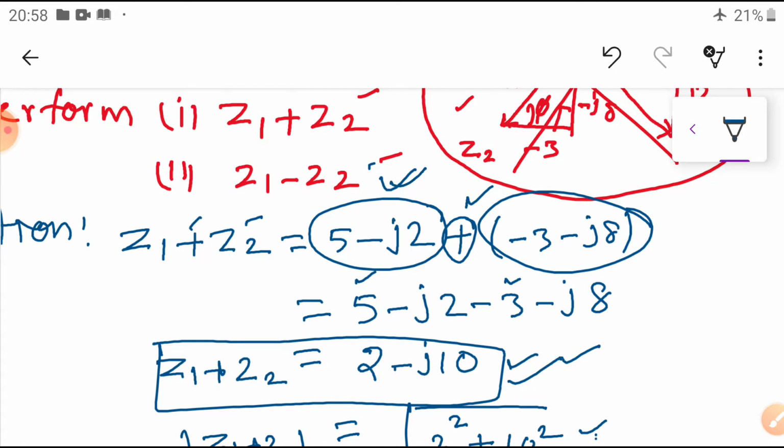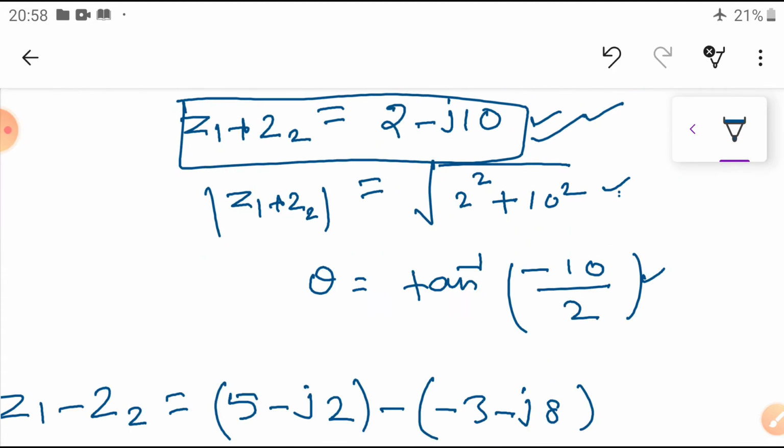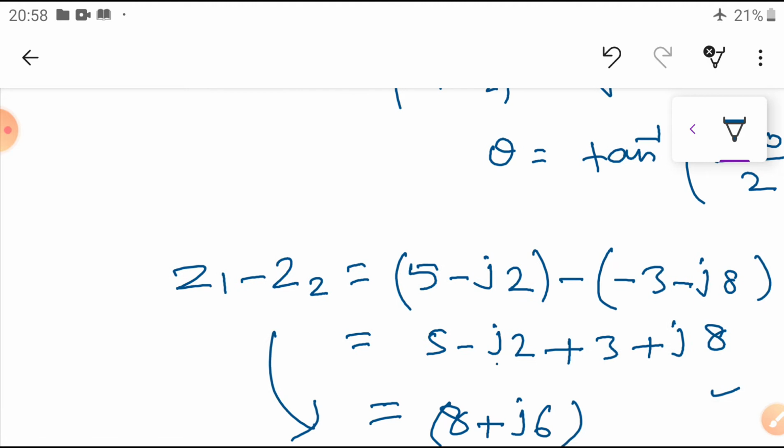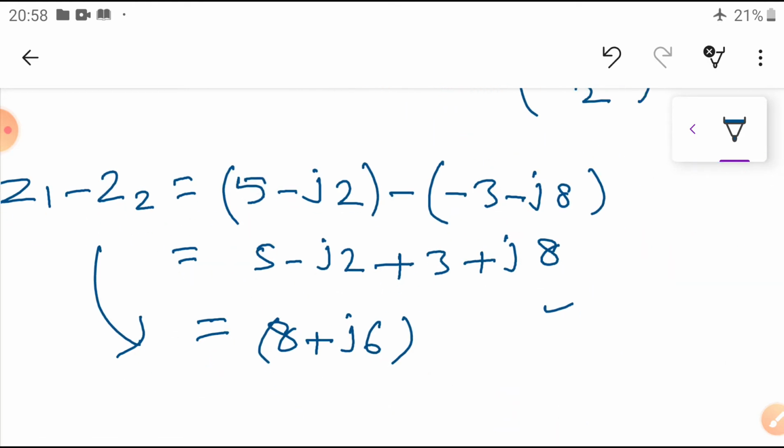And in the second case, I get z1 minus z2. Here also we take the minus and simplify. I get the real part and imaginary part. This is the answer. Okay. So if you know the answers, these are very easy relations to understand. So 3 marks we easily get.